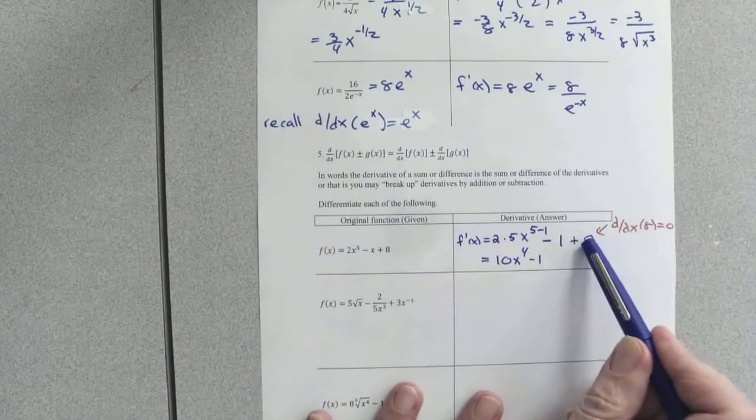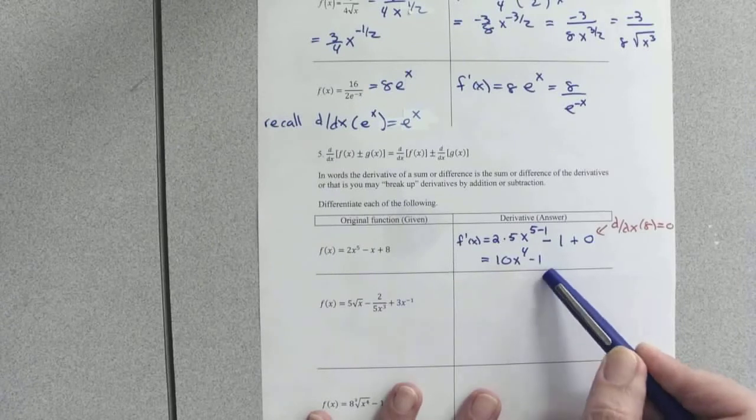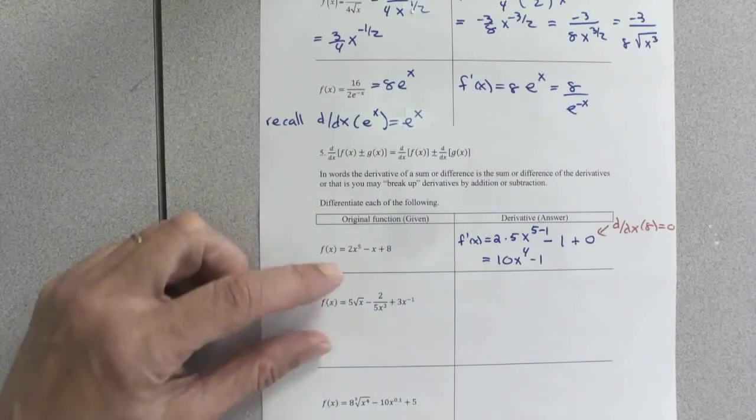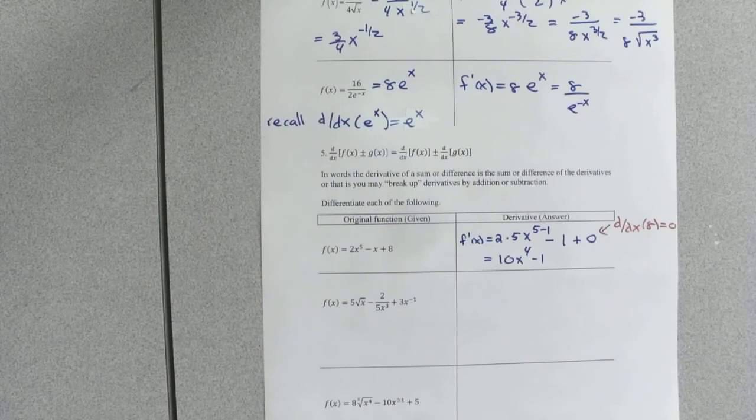Virtually none of you are going to show me this step here, and that's fine. We want you to be able just to write down 10x to the 4th minus 1. Now, comment about this. These basic rules, pretty much by tomorrow, expect you to know the power rule. Multiply by the exponent, decrease the exponent by 1. Derivative of x is 1. The derivative of a constant is 0. Pretty much you need to get those rules down instantaneously.